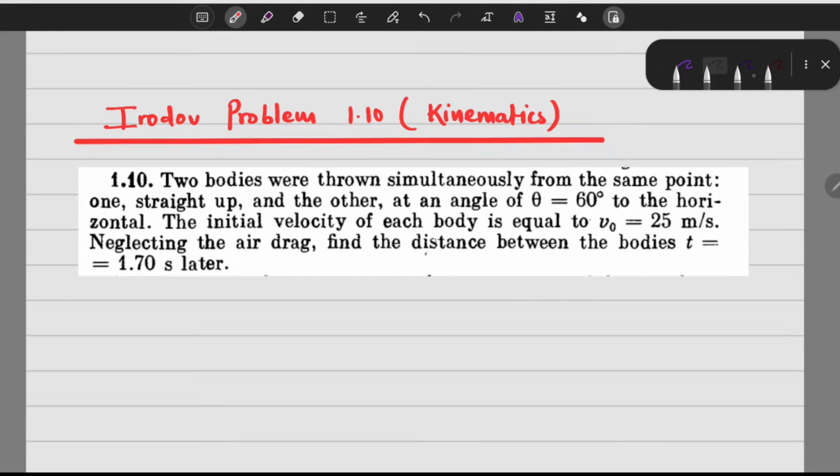Everyone, in this video we are going to solve the problem from Irodov, problem number 1.10, which is related to kinematics. Let us first read out the problem and then we'll solve it step by step. Two bodies were thrown simultaneously from the same point, one straight up and the other at an angle theta equal to 60 degrees to the horizontal. The initial velocity of each body is 25 meters per second. Neglecting air drag, find the distance between the bodies t equal to 1.7 seconds later.